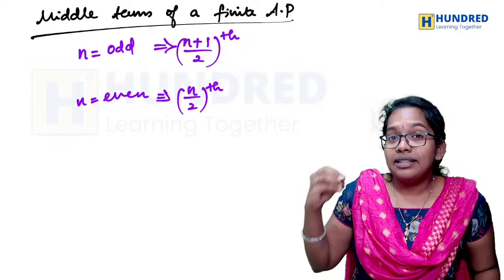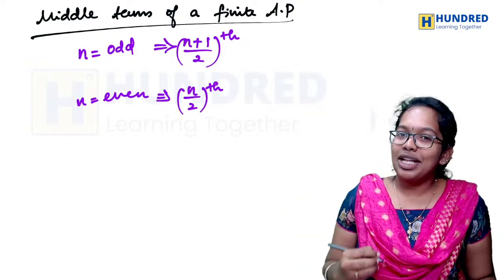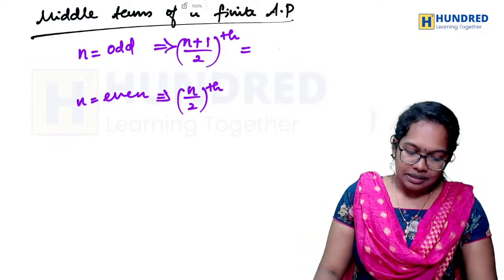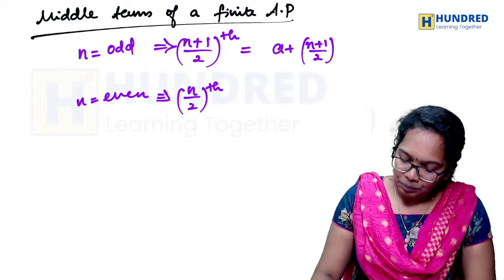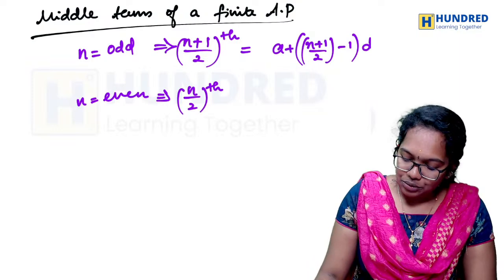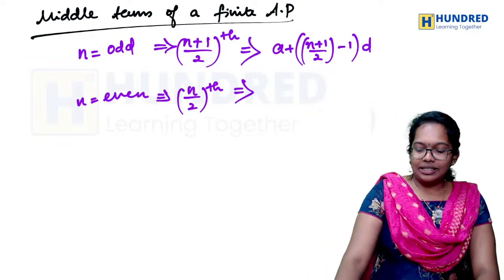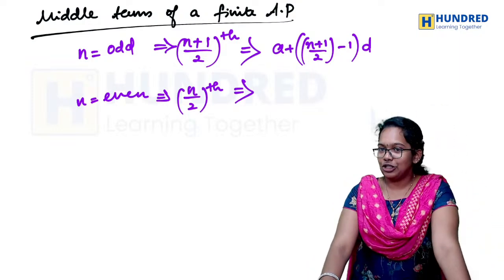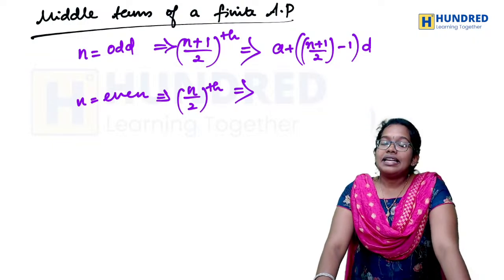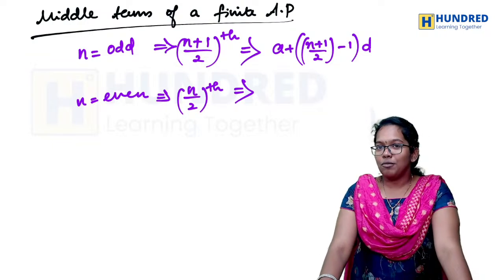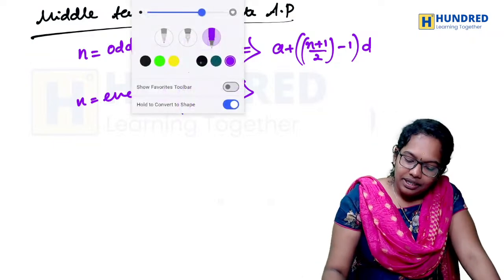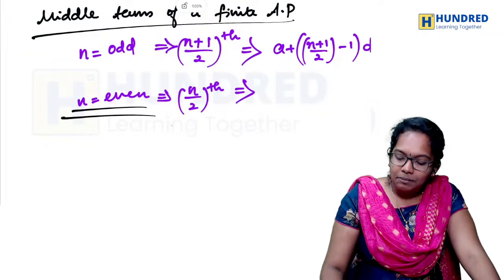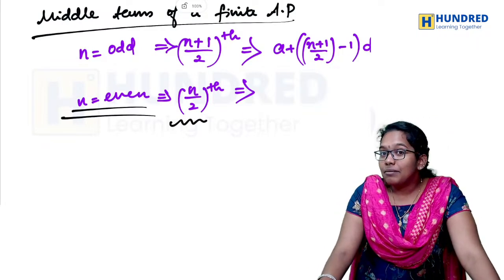சரி, இந்த middle term find பண்றதுக்கான formula என்ன? So the formula is a plus (n plus 1 divided by 2 minus 1) into d. So the same formula guys, a plus n minus 1 into d. அதிலேயே n-க்கு பதிலா நான் அந்த middle term ஓட வேல்யூவை substitute பண்றேன். That's it. ஓகேவா?